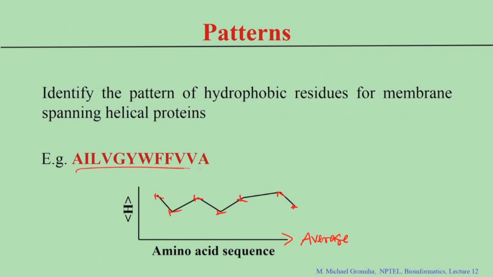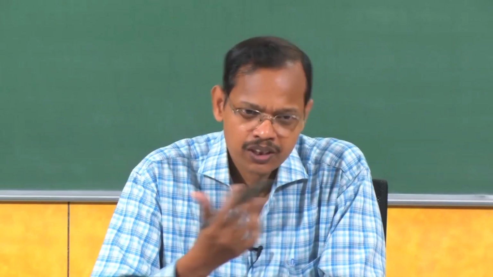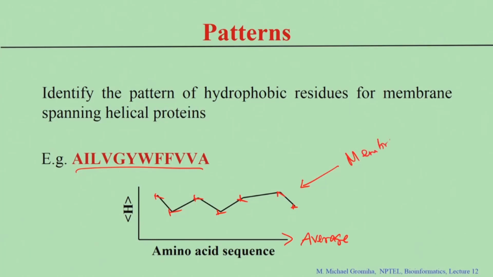For example, take this sequence: A is hydrophobic, I is hydrophobic, L is hydrophobic. So, all residues are hydrophobic, and we have a pattern of highly hydrophobic residues. If this is the case, it will resemble a particular type of segment. Which type of segment? The membrane spanning alpha helices, right.